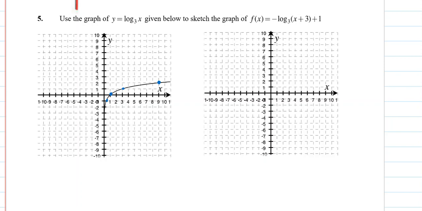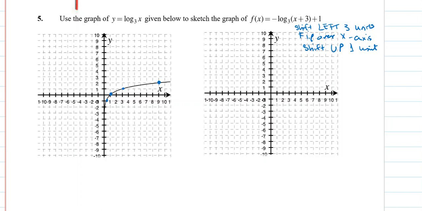This one says that I have to shift left 3 units. Then the negative says we have to flip over the x-axis. And then the +1 says we have to shift up 1 unit. So you want to maintain this shape. The shape doesn't really change, but it translates right, left, up, down, and then flips. And so you can just take those key points that we have here and see where they go.